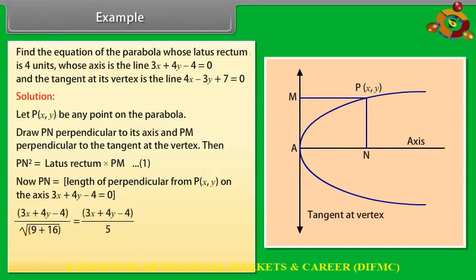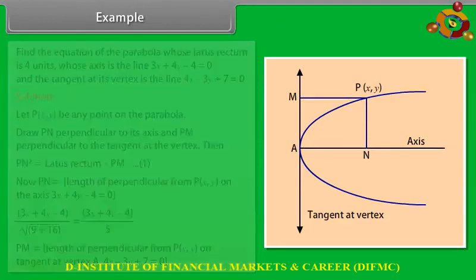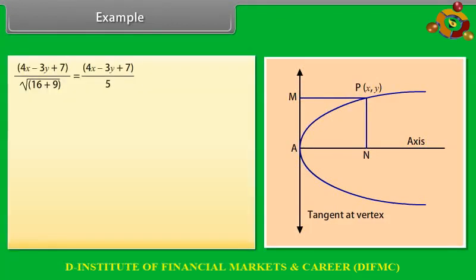3x plus 4y minus 4 upon under root 9 plus 16 is equal to 3x plus 4y minus 4 upon 5. PM is equal to length of the perpendicular from P(x, y) on the tangent at vertex A, 4x minus 3y plus 7 is equal to 0. 4x minus 3y plus 7 upon under root 16 plus 9 is equal to 4x minus 3y plus 7 upon 5. Latus rectum is equal to 4.